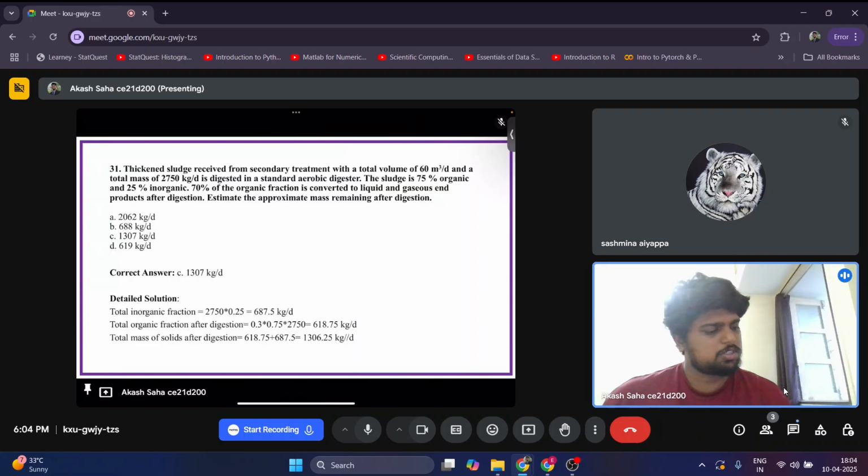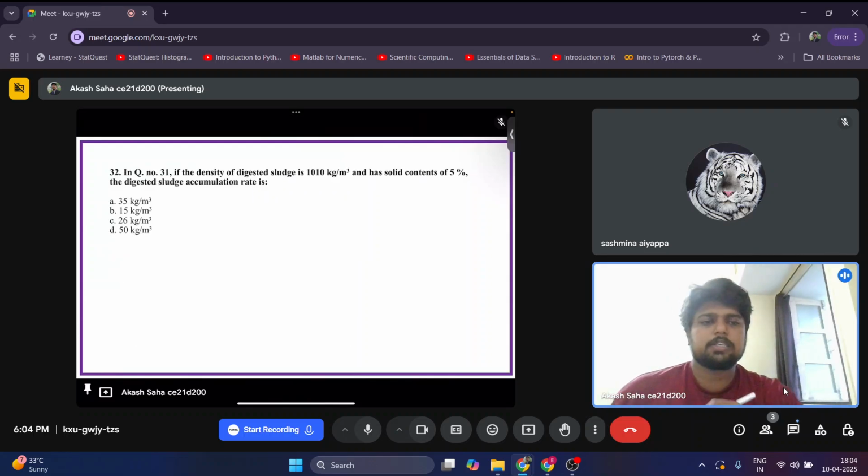Yeah, this was the question. Now it is related to the previous question. It says that in question number 31, if the density of the digested sludge is 1010 kg per meter cube and the solid content is 5%, the digested sludge accumulation rate is... So what is the digested sludge amount?